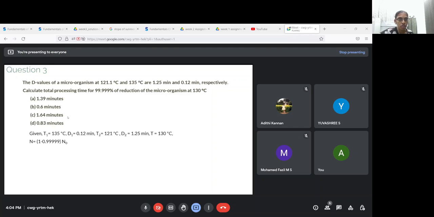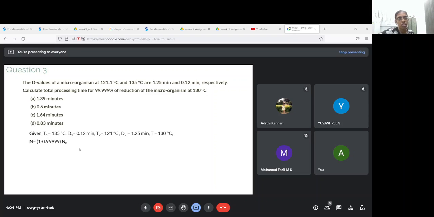What is given to us is that we are reducing the amount of microorganisms by 99.999%, which means that only 0.001% is remaining in the product. So N is equal to 1 minus the entire probability into N naught. This will be your number of microorganisms that are surviving. N and N naught are always viable cells. They are not dead cells. That you need to make sure. N is the number of viable cells at time t. N naught is the number of viable cells at time t equal to 0.